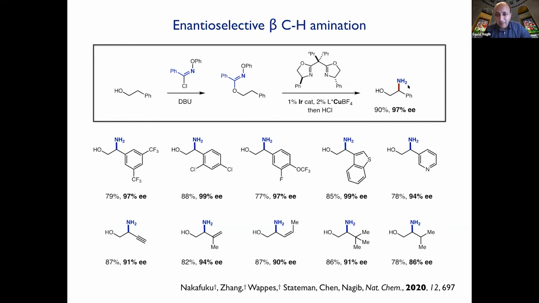We can get to a variety of these beta amino alcohols in enantioenriched forms with different arenes and heteroarenes at the beta position. But really the generality of this beta position is really fantastic here. You can see alkynes and alkenes are well tolerated, even these Z alkenes, as well as some aliphatic groups, albeit usually on the larger side.